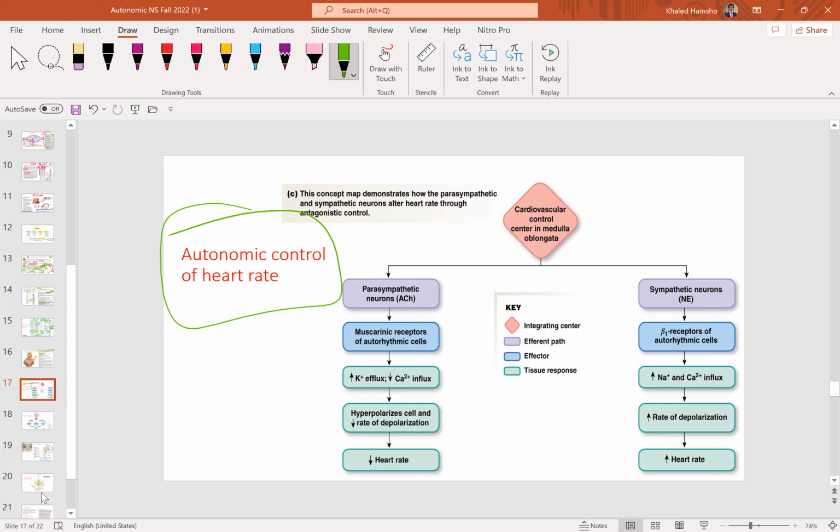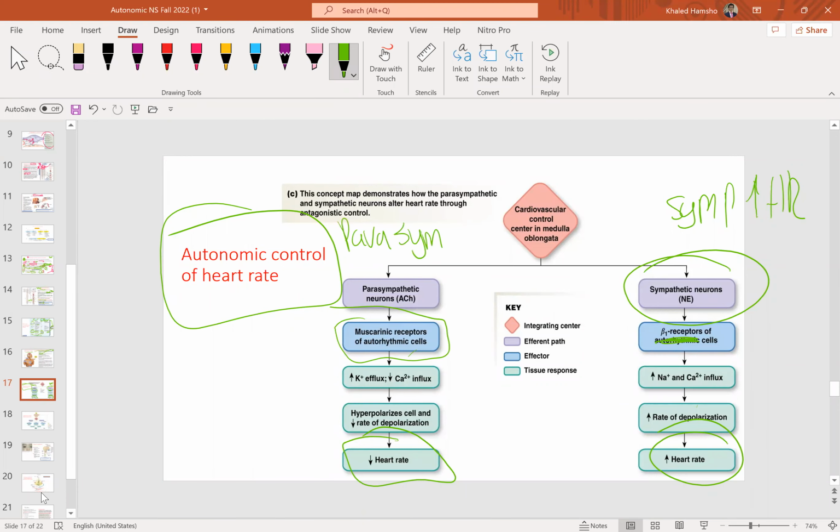It's just that through muscarinic receptors over here, all it does is decrease heart rate. Through the sympathetic pathway, through its beta 1 receptors, it causes increased heart rate. We've discussed this. So remember, sympathetic is increased heart rate, parasympathetic is decreased heart rate.